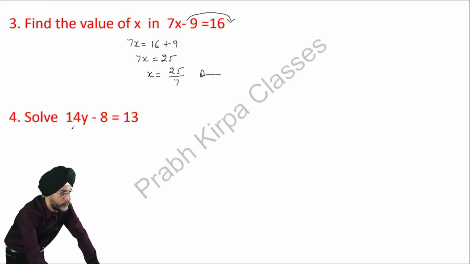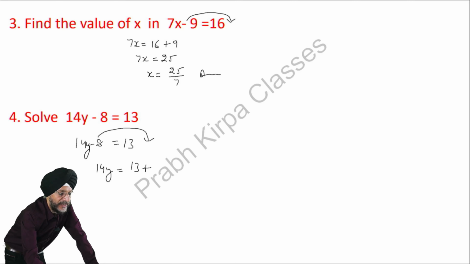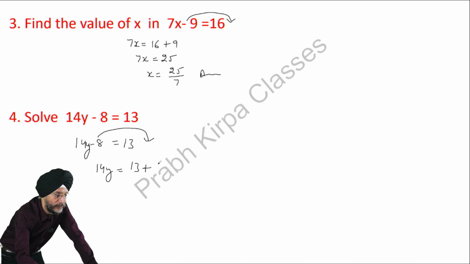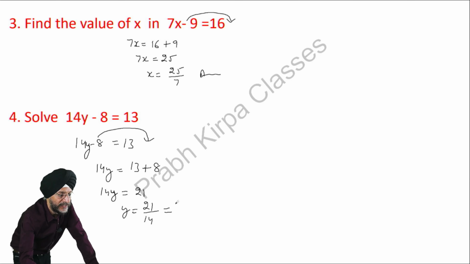Now the next question, solve 14y minus 8 is equal to 13. So 14y is equal to 13. We will take this to the other side. 8, it is the negative number. It will become positive when it goes to the other side. 14y is equal to 13 plus 8, 21. y is equal to 21 over 14. When we divide both the sides by 7, it becomes 3 over 2. So this is the answer before you.